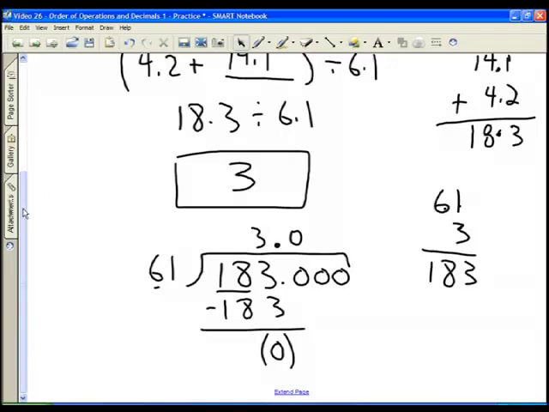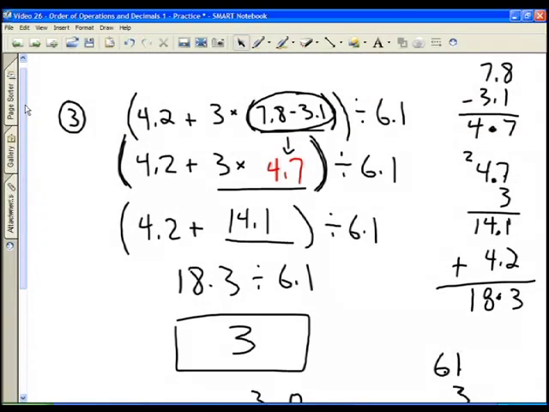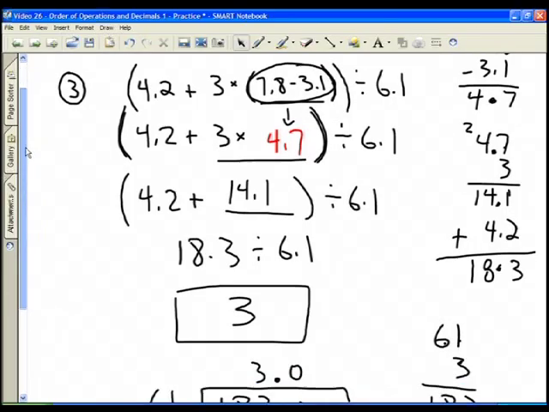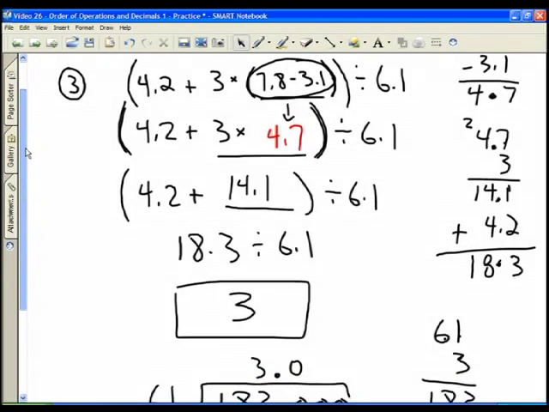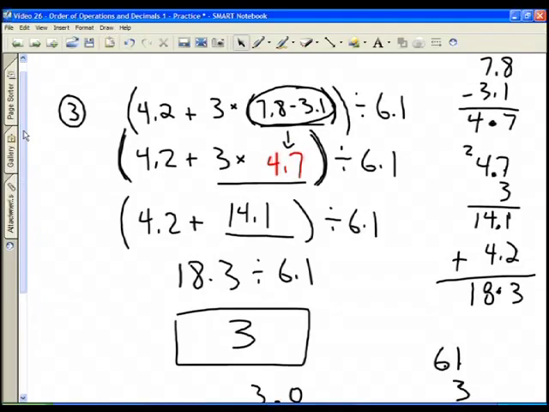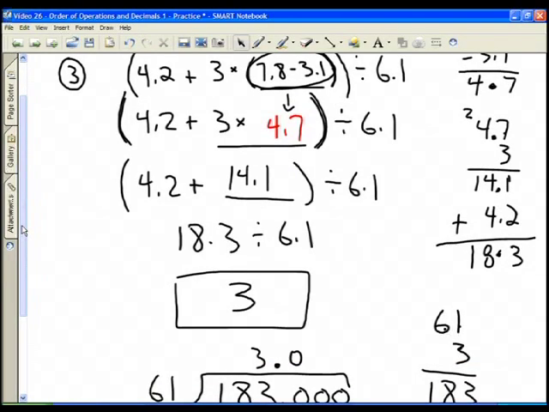So that last one was a little bit tough, but there were 2 sets of brackets, and you had to do all of the operations with the decimals. The answer in the end turned out to be nice, but if you got that one right, then you really understand your order of operations and decimals.